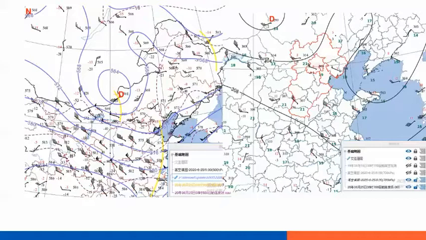The shortwave trough is located in the west of Hebei. The right image is the synoptic chart at 700 millibar. The green figures represent the temperature difference between 500 millibar and 700 millibar. From this red line, we see that in Hebei province, the temperature lapse rate is significantly high.